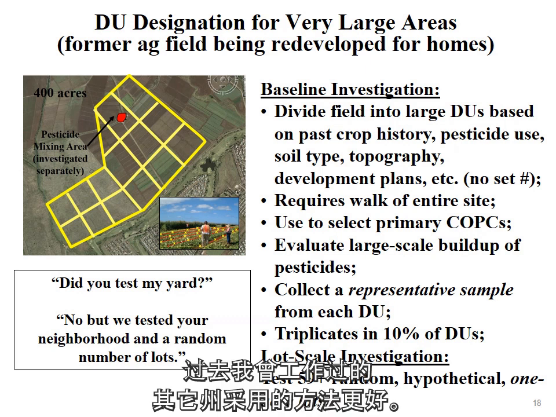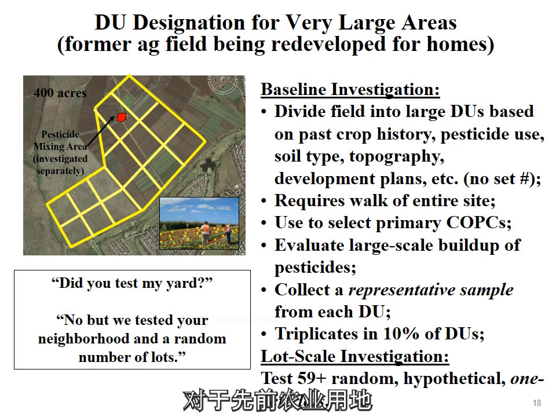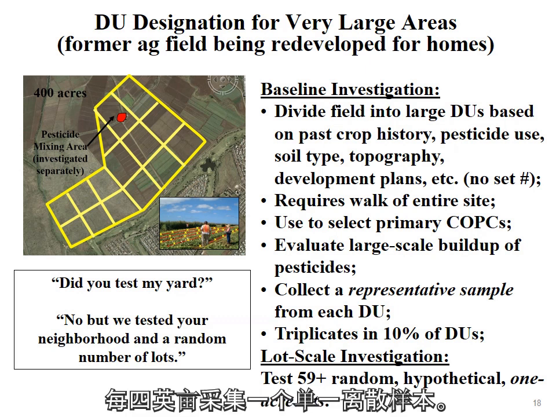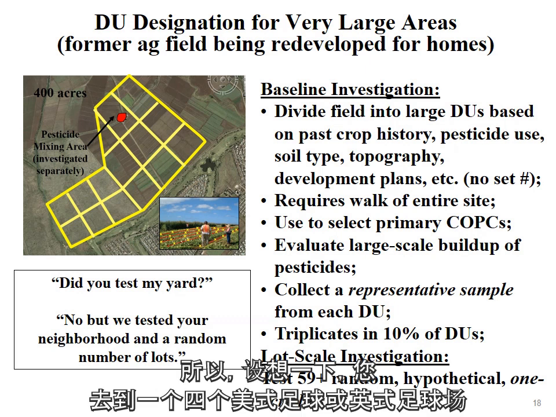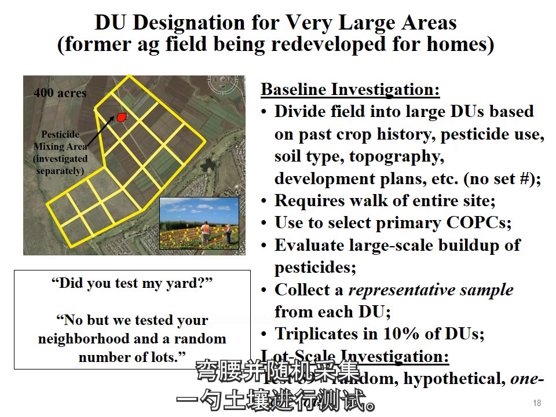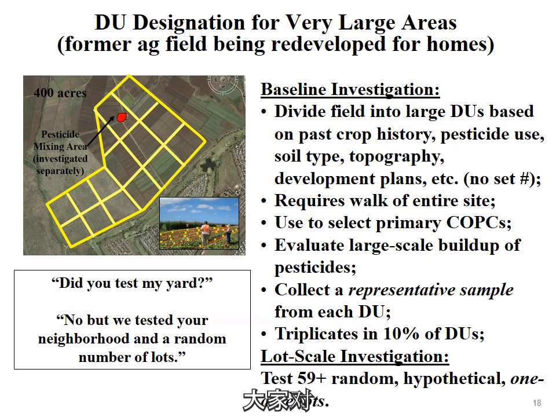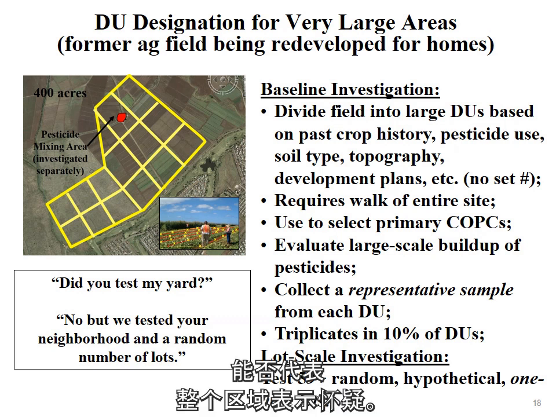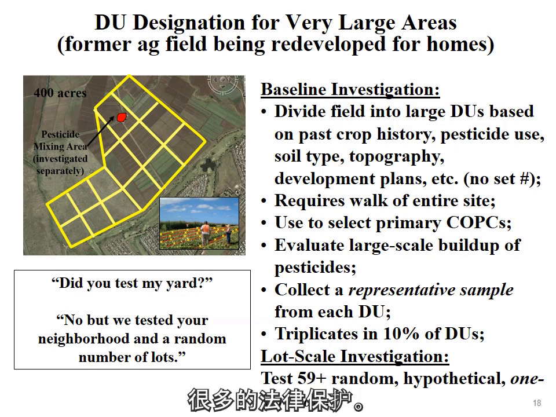In other states I've worked in the past, the recommendation for testing former agricultural land was to collect a single discrete sample every 4 acres. So imagine that. You go out to an area the size of 4 football or soccer fields, bend down and collect a random spoonful of soil and test it. There's not a lot of confidence that that random spoonful you test is going to be representative of that whole area. But this gives the developers a lot of legal protection in the future as part of just due diligence.